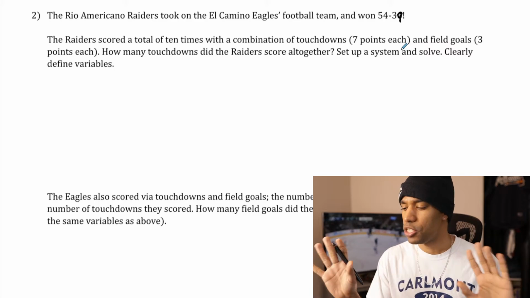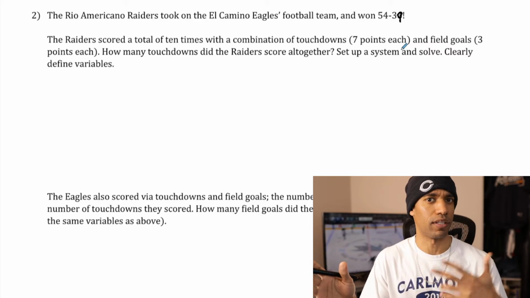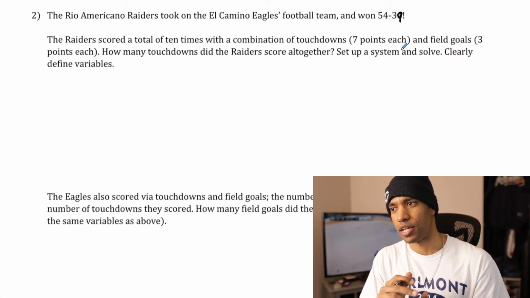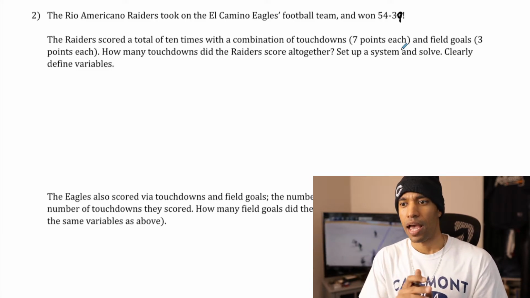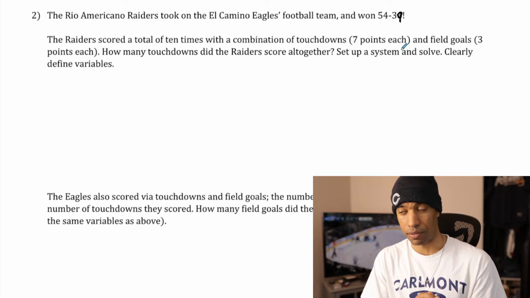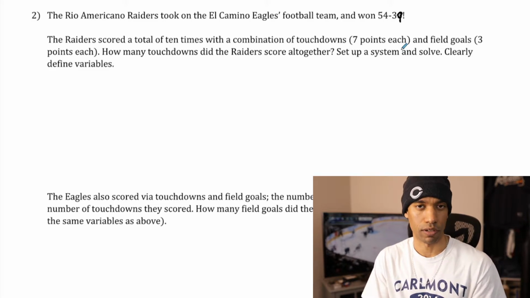Each touchdown is 6 points each with an extra point. Let's assume they make their extra points. Touchdowns and field goals. Touchdowns are 7 points. Field goals are 3 points each. How many touchdowns did the Raiders score altogether? Set up a system and solve clearly defined variables.